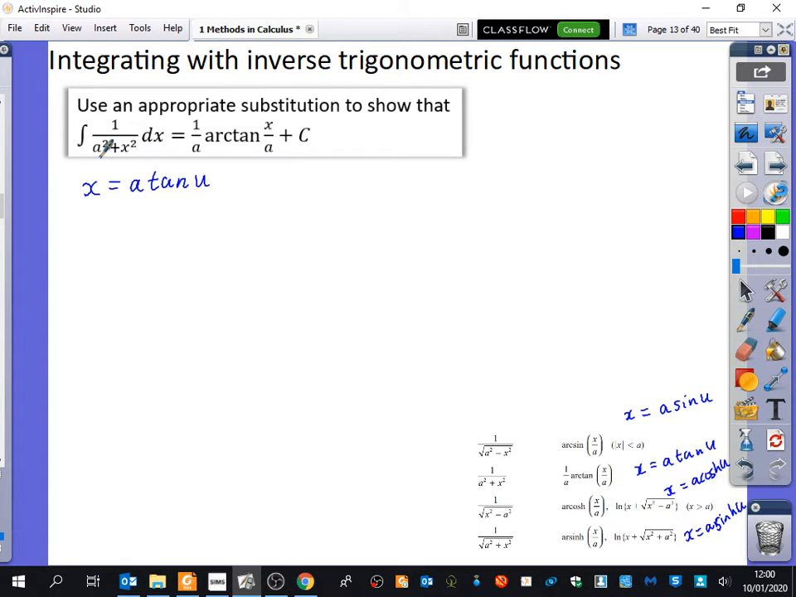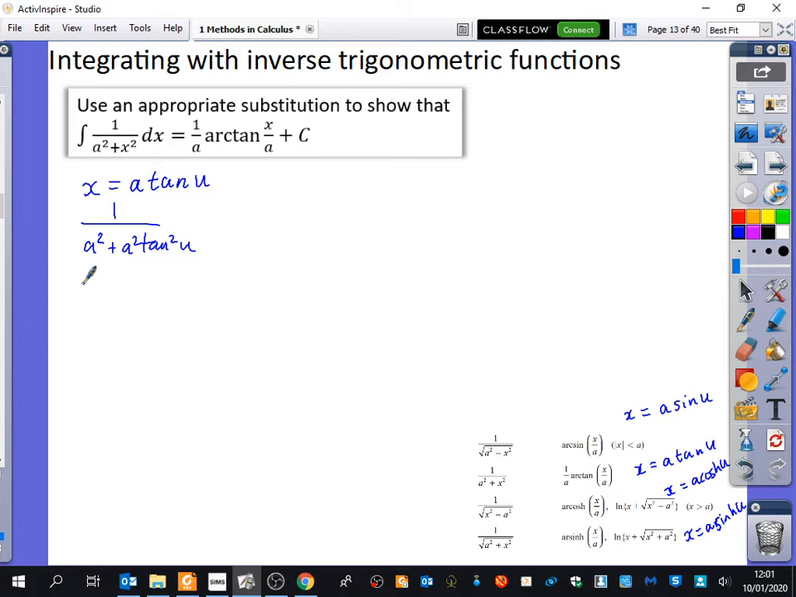The x would become a tan u. So then if you substitute x in here, what does this become? 1 over a squared plus a squared tan squared u. Or 1 plus tan squared. So you've got a 1 plus tan squared, which is a sec squared, so we're going to get some things that are all going to come out really nicely here.